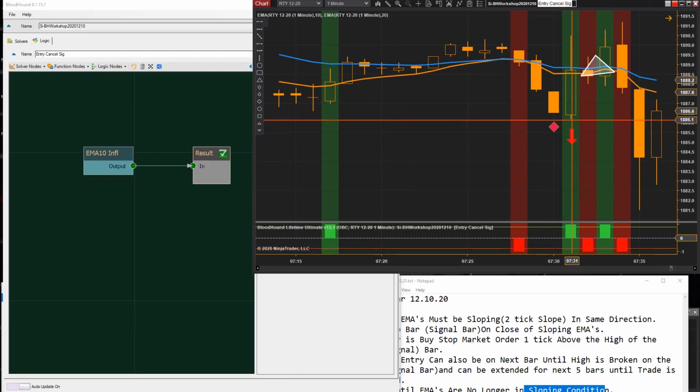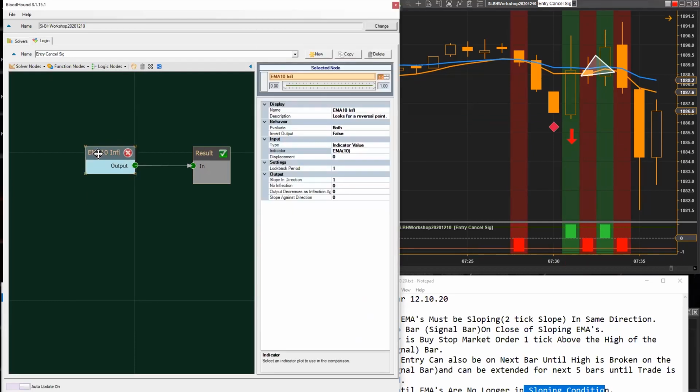I guess the question is to David: since the EMA 10 is sloping in the wrong direction on the signal bar, should that cancel the signal? Should that actually cancel the signal, or do you still want the signal to get through and then cancel the entry afterwards? So let's see. Okay, so we need to filter this little cancellation signal. All right, let's rethink this here.